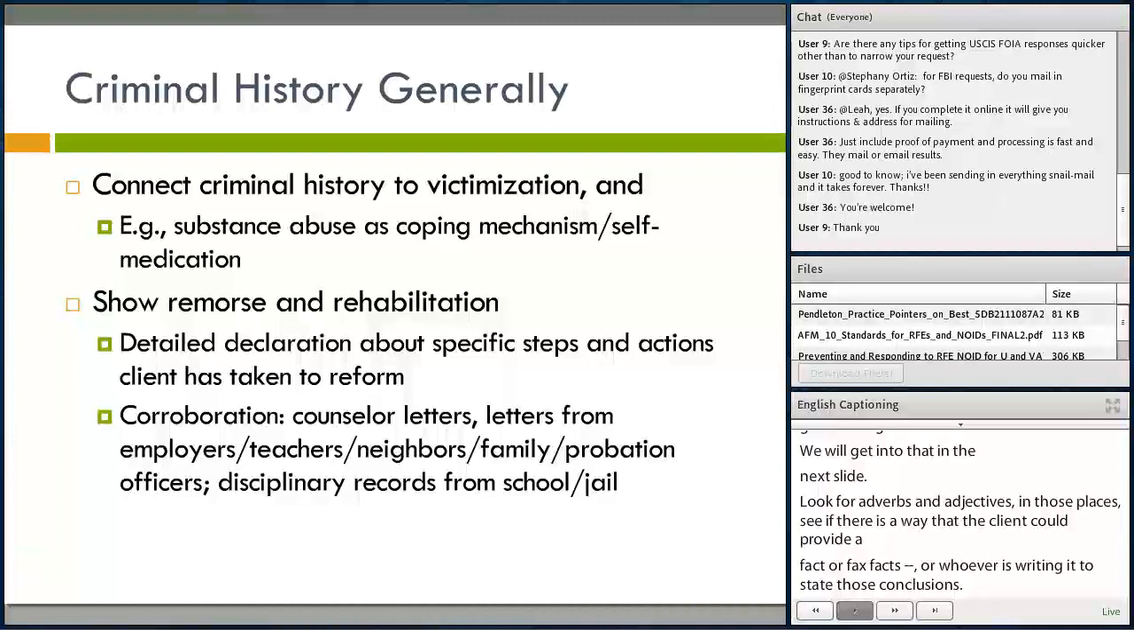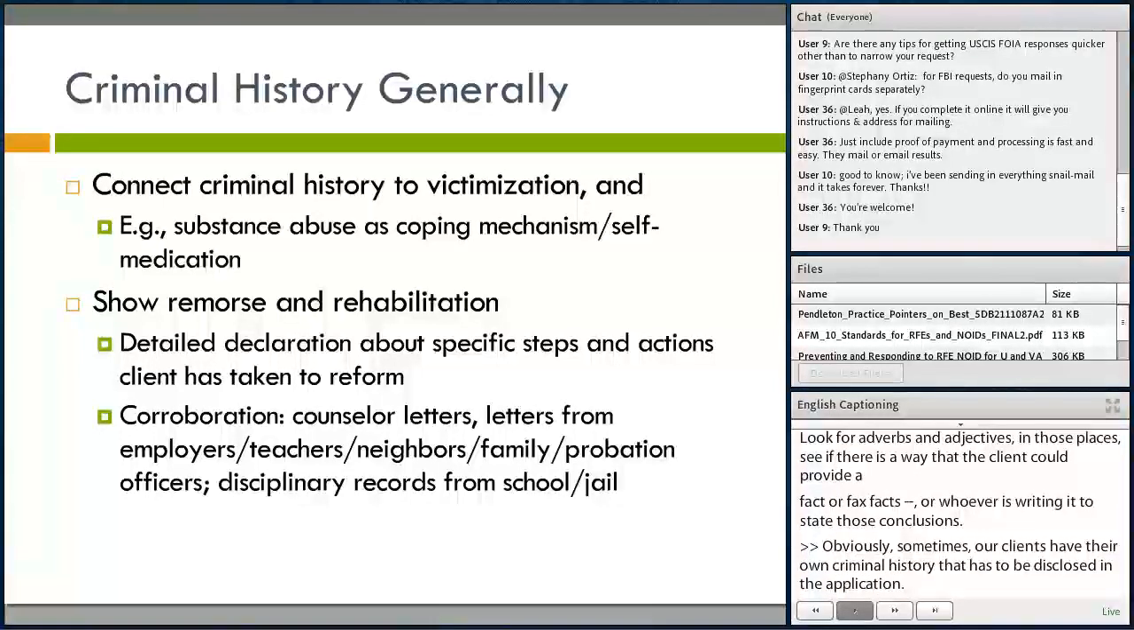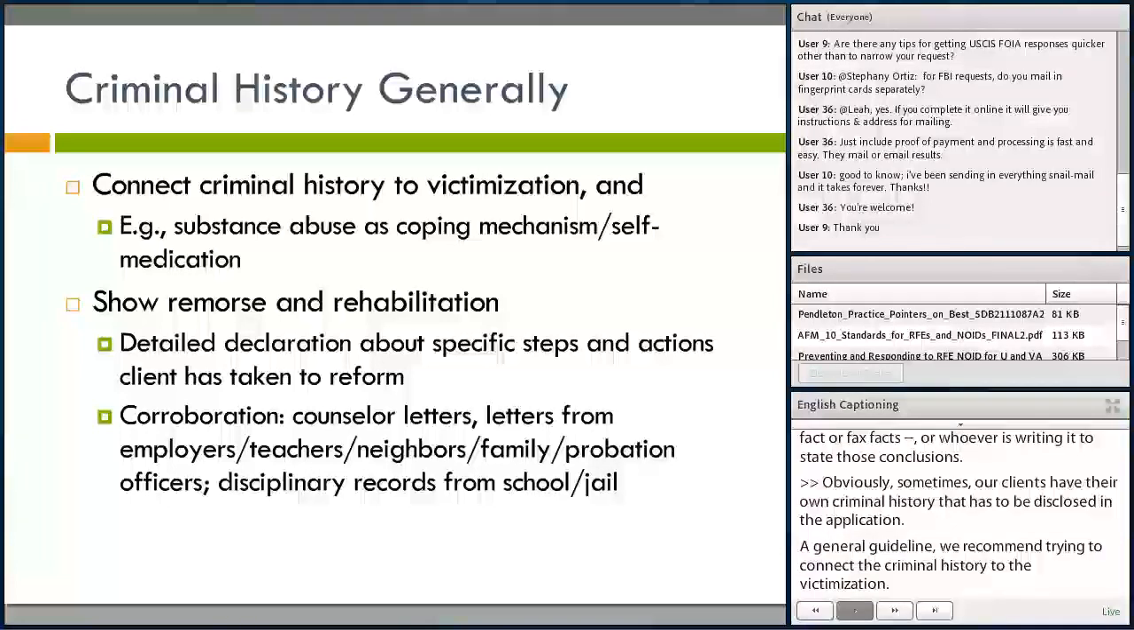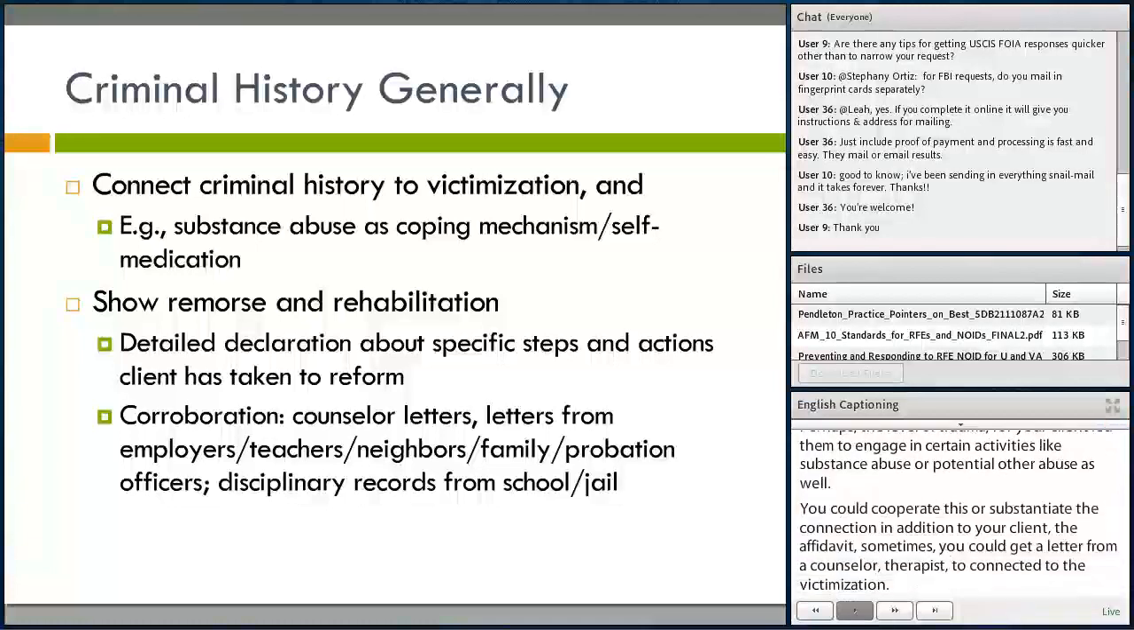So obviously sometimes our clients have their own criminal history that needs to be disclosed and addressed in their application. So as general guidelines, we recommend trying to connect the criminal history to victimization, right? So perhaps the level of trauma for your client led them to engage in certain activities, including substance abuse or potentially other things as well. You can try to corroborate this or substantiate the connection through, in addition to your client's affidavit, sometimes you can get a letter from a counselor or a therapist trying to beef up that connection to the victimization. Because ultimately, these are humanitarian forms of relief, right? These are meant to be remedial in nature.